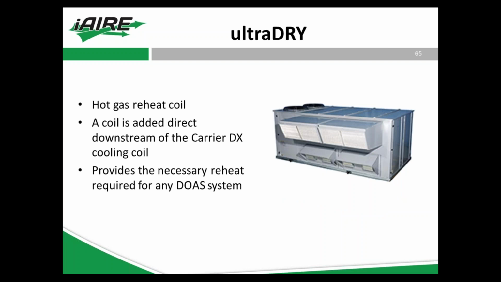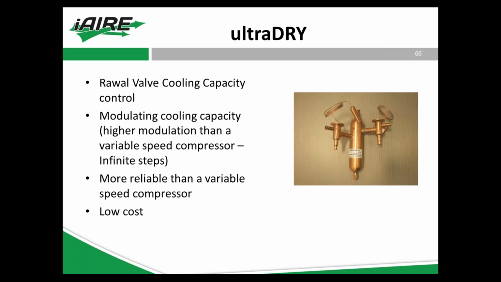So I'll go through some of the modifications that they make. The main one is going to be a hot gas reheat coil. So this is a fully modulating hot gas reheat coil. It's added directly downstream of the DX coil, or in some cases the chilled water coil, depending on if that's a modification you make to the machine. And that's going to be necessary for just about any DOAS system. And that comes standard with all of their ultraDRY units.